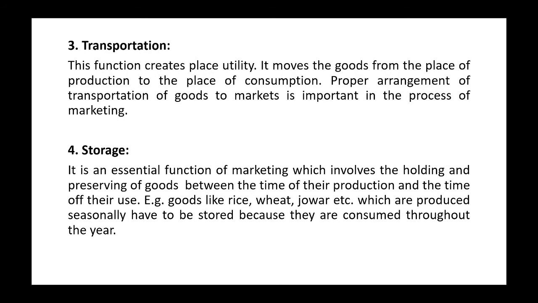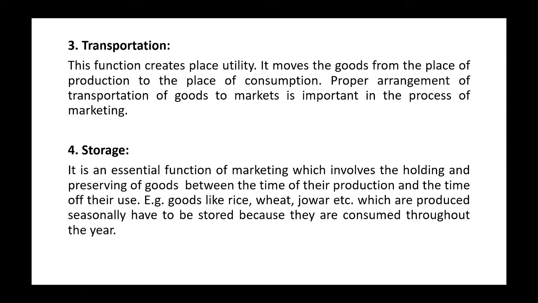Now let us go to the third one, transportation. This function creates place utility. It moves the goods from the place of production, that is the factories, to the place of consumption, that is the ultimate market, maybe malls or the traditional markets. Proper arrangement of transportation of goods to the market is important in the process of marketing. Then next is storage. It is an essential function of marketing which involves the holding and preserving of goods between the time of production and the time of their use.